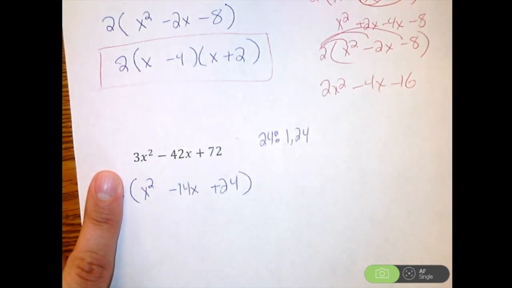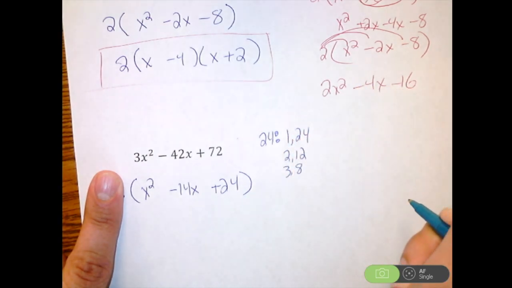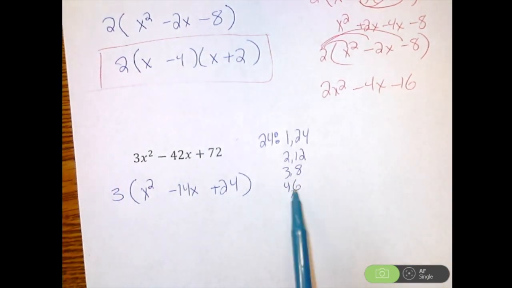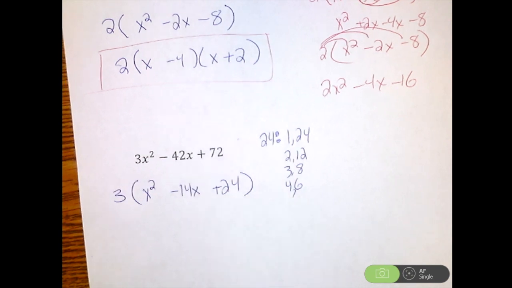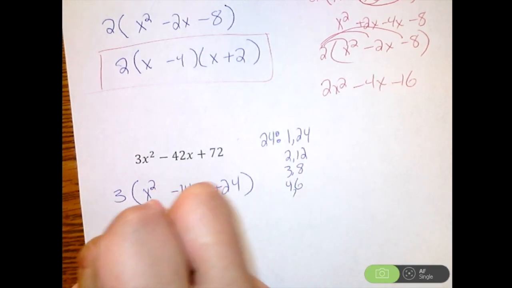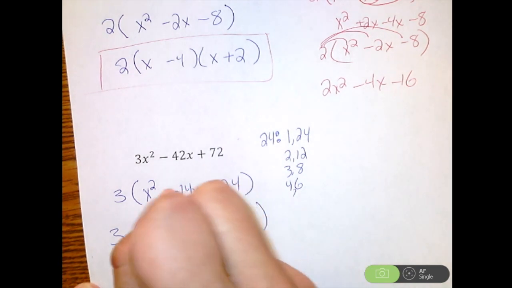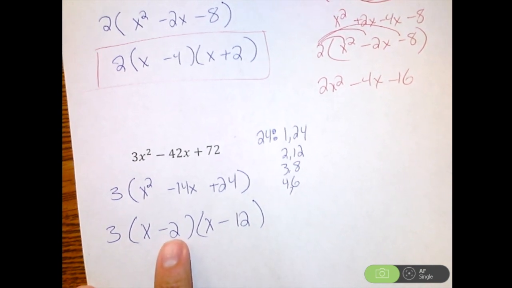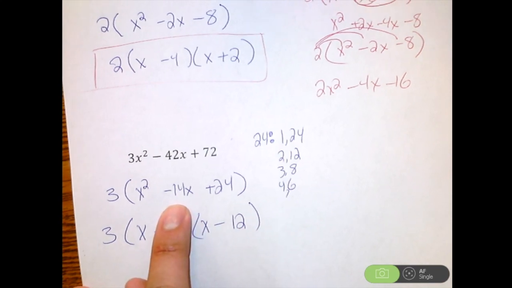So 1 times 24, 2 times 12, 3 times 8, 4 times 6. I'm looking for which of these pairs can I combine together to get -14, but multiply to 24. And what I see is a 2 and 12 there. So I think a 2 and 12 is going to work. But to get -14, I would need a -2 and a -12. And let's check, out loud. -2 times -12, yeah, that's going to give me positive 24. -2 and -12 does give me -14.